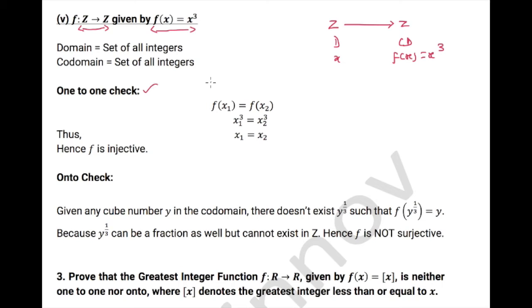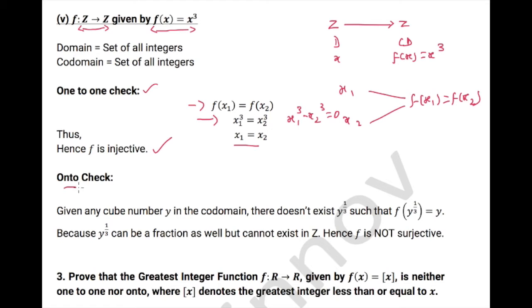Now we will go for the one-to-one check. So we are assuming again x1 and x2 are mapped to f of x1, which is equal to f of x2, that is, assuming it is a many-to-one function. We get x1 cube equal to x2 cube, and as we solved in the previous question, we take x1 cube minus x2 cube equal to 0, and we expand this, and then we get x1 equal to x2. Hence, f is injective.